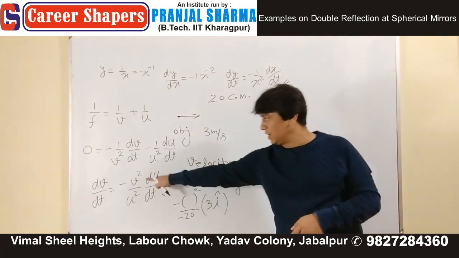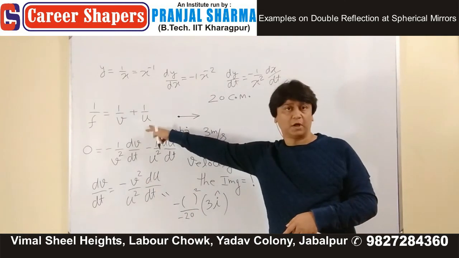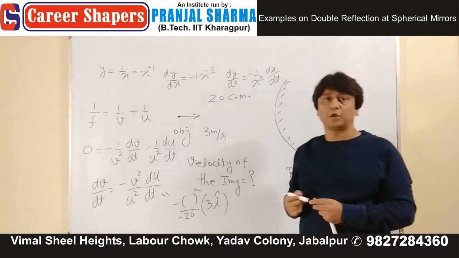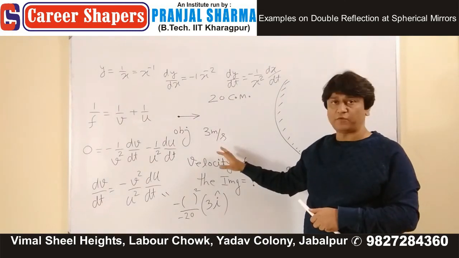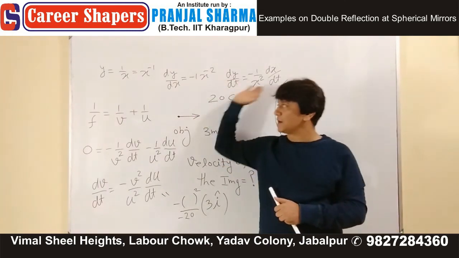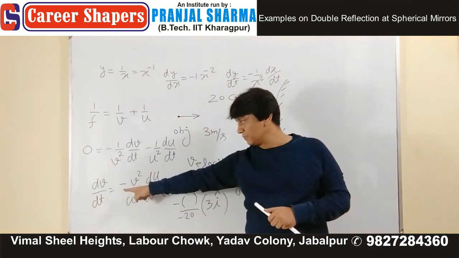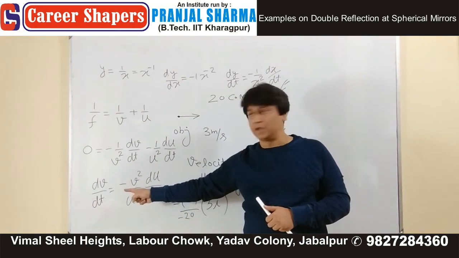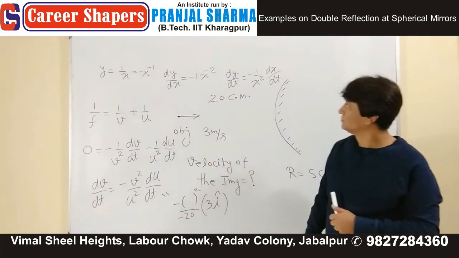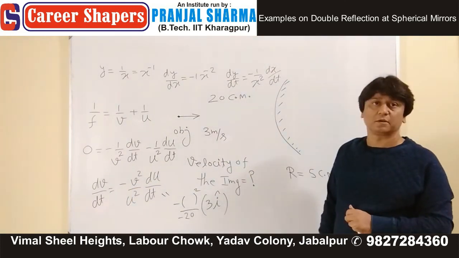Once you find v using this formula, you can find the velocity of the image. So very easy problem. Even if you don't understand this, remember that for mirrors, that's how you find the velocity of the image. Note down this much and then you can leave.